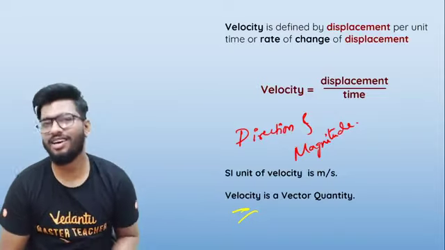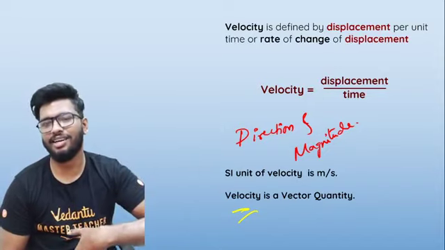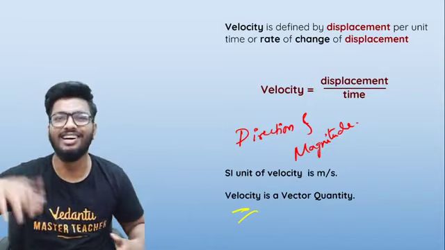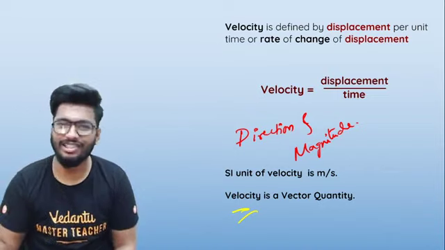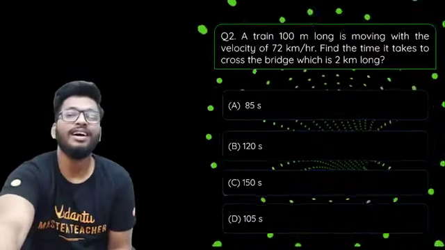And the formula is velocity is displacement per time. Displacement is represented as s, divided by t, which is time, and velocity is represented as v, or initial velocity is u, or final velocity is v. So v is equal to s by t is the formula for this.